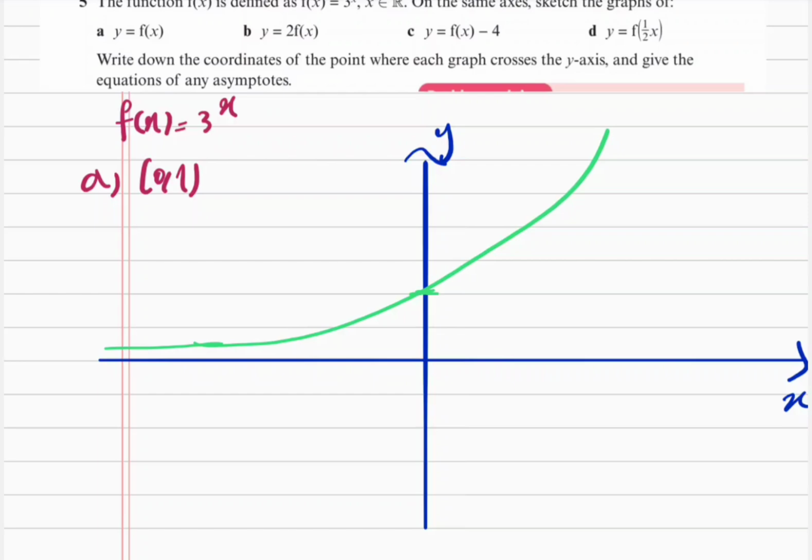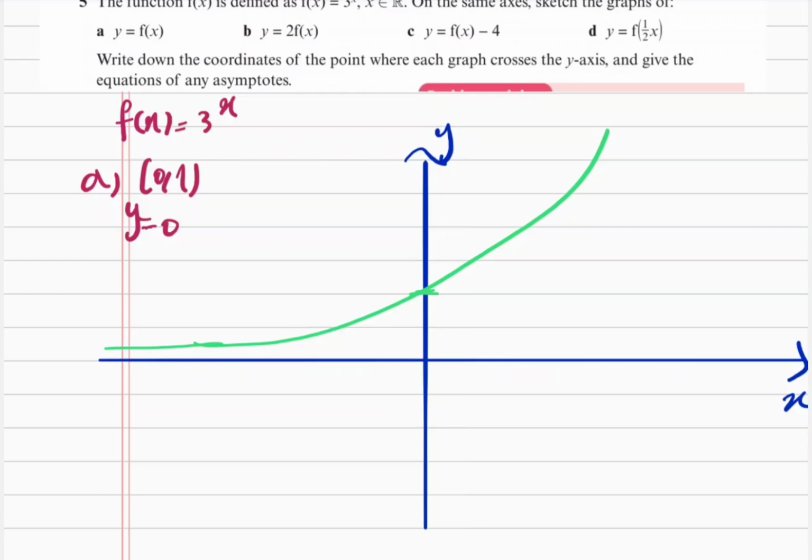and that's the only intersection with the axes, because it doesn't cross the x-axis. And then in terms of the asymptotes, we have an asymptote at y is equal to 0, because the curve never reaches the line y is equal to 0.